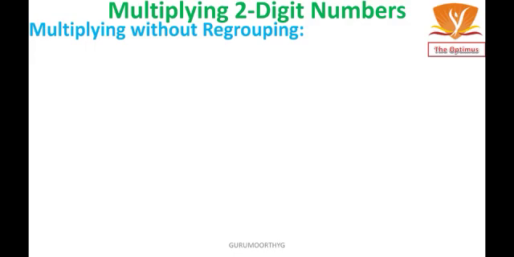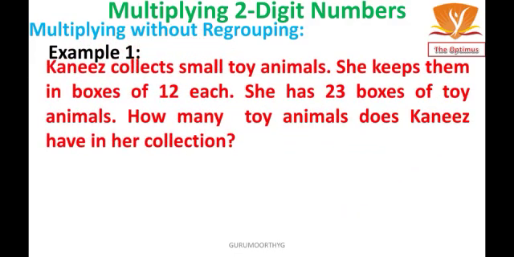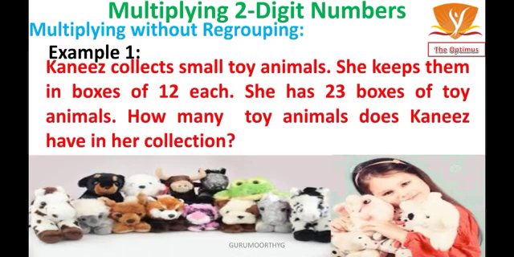Example 1. Kanish collects small toy animals. She keeps them in boxes of 12 each. She has 23 boxes of toy animals. How many toy animals does Kanish have in her collection?